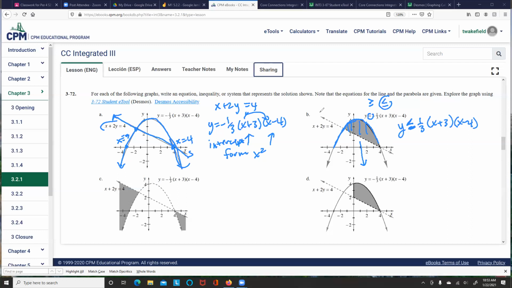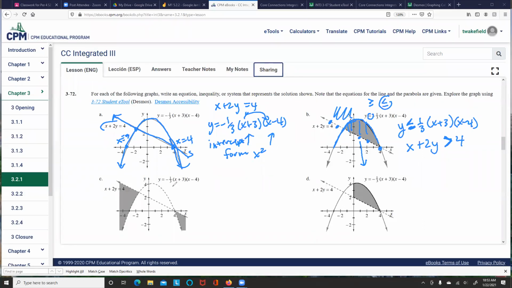Now I have to look at this line. Is this line dotted or solid, guys? Dotted. And are we shading above the line or below the line? Above. So that means it's going to be greater than. So I'm going to put x plus 2y is greater than 4. It's because the shading is above the line, it's not below the line. I didn't put an equal to sign because this is a dotted line. That means any number on the line is not a solution.